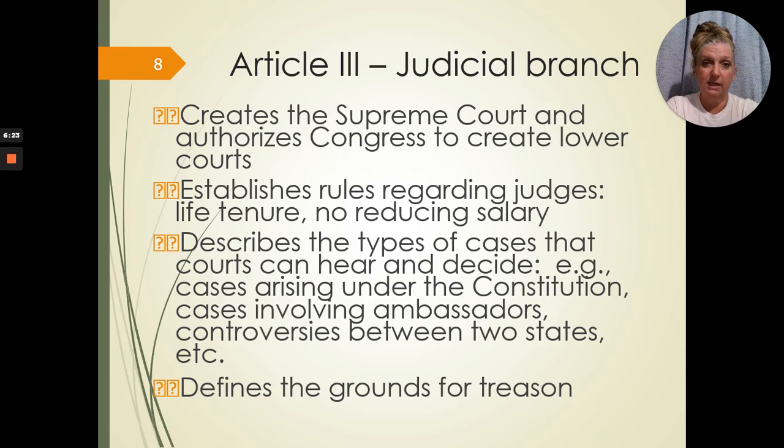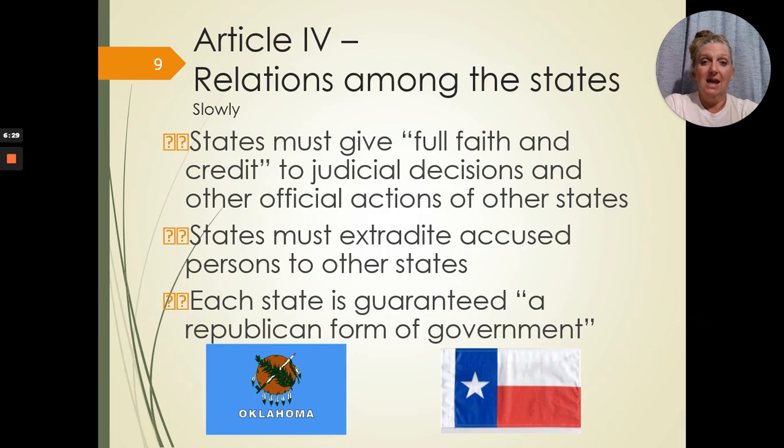But it is there because the Founding Fathers understood that treason could happen. Now, Article 4 is relations among the states. So this is what the states agree to when they ratified this, or when new states get added to the Constitution. They are establishing the type of relationship that they will have with each other.